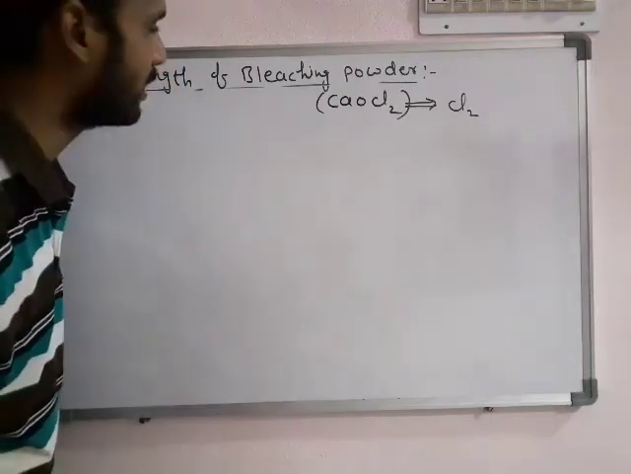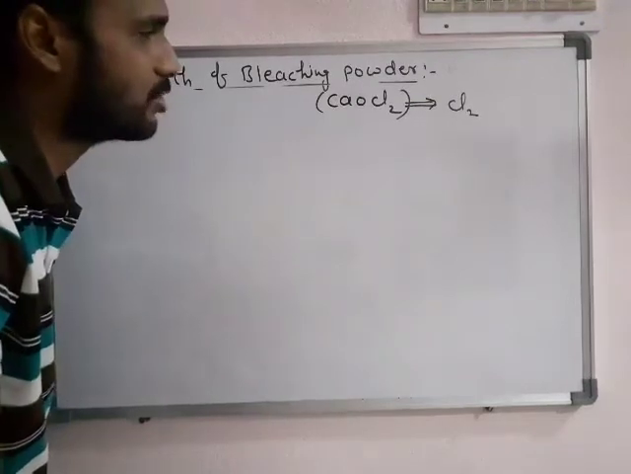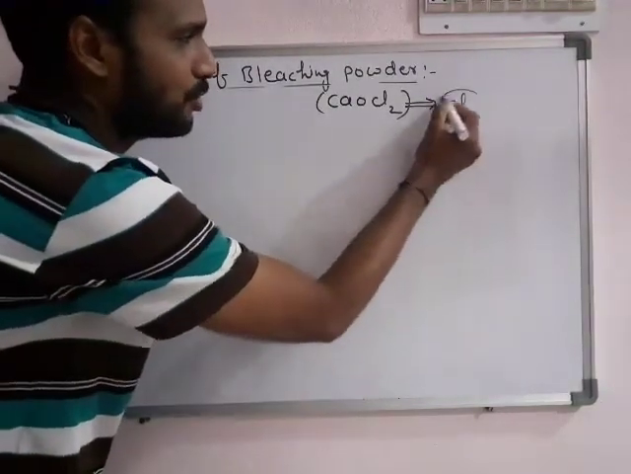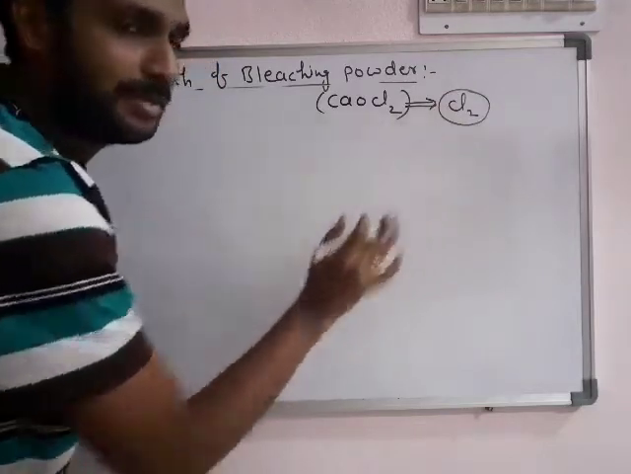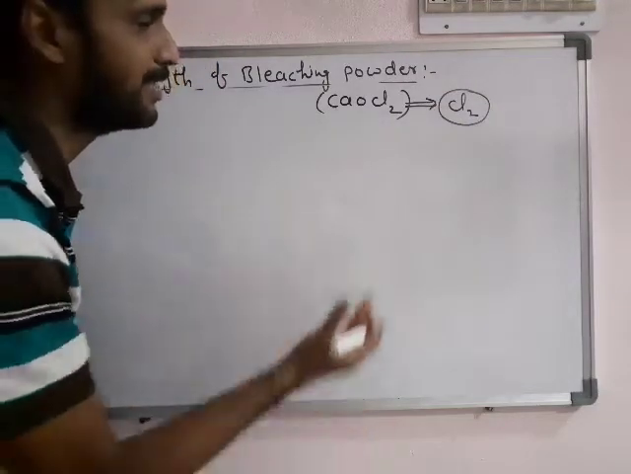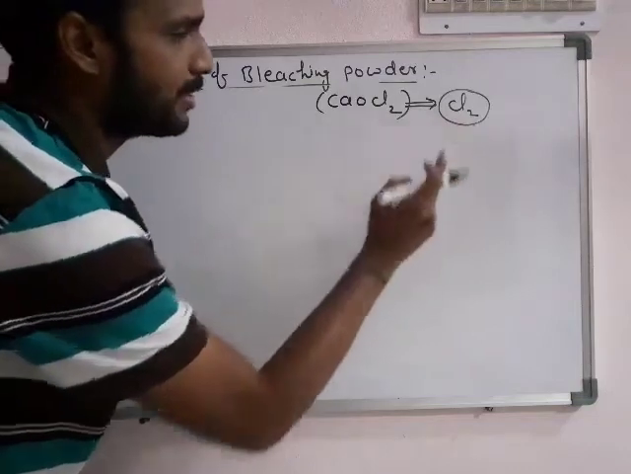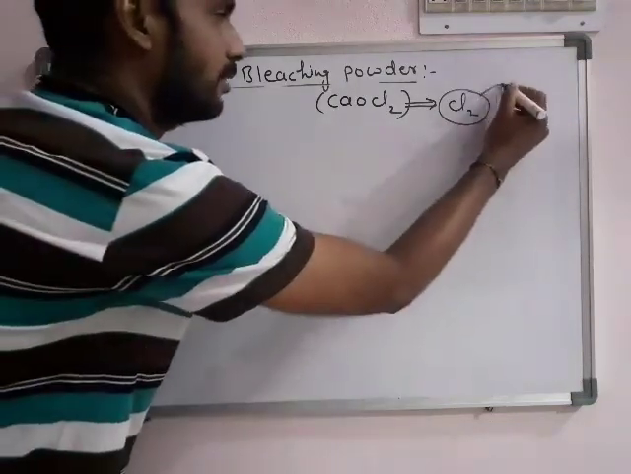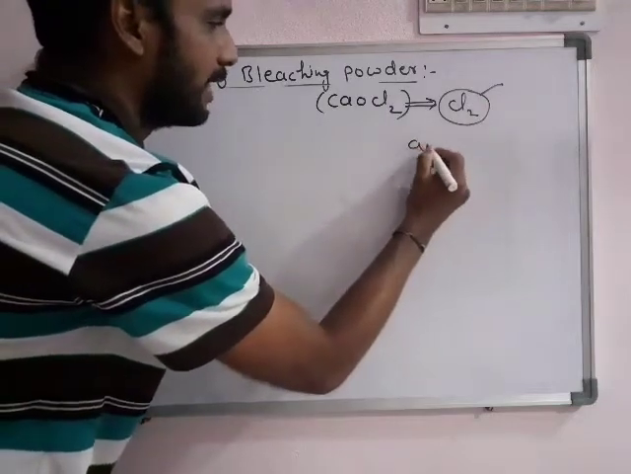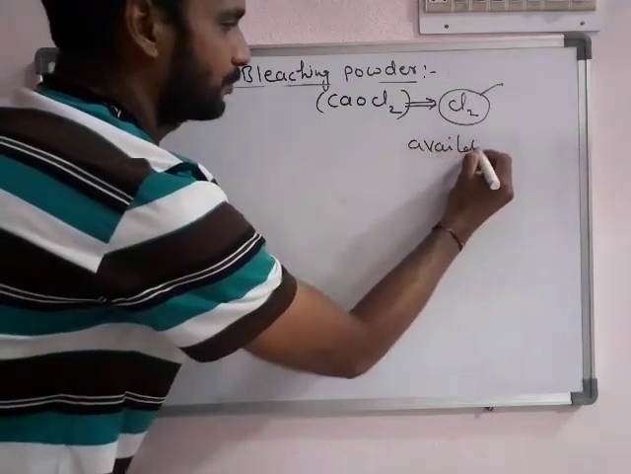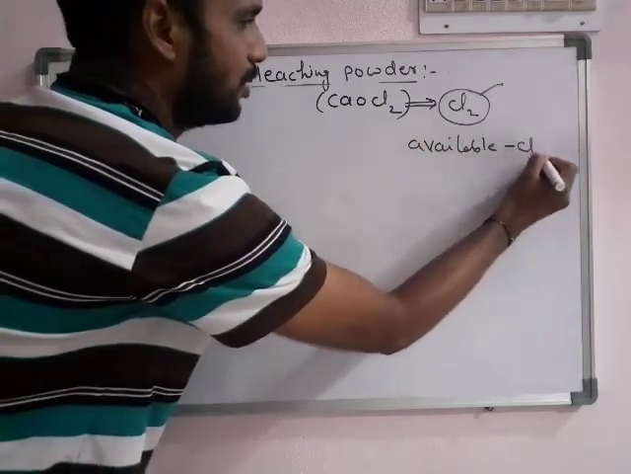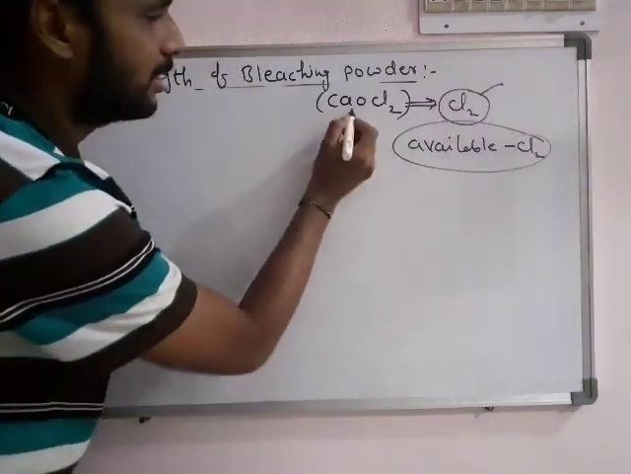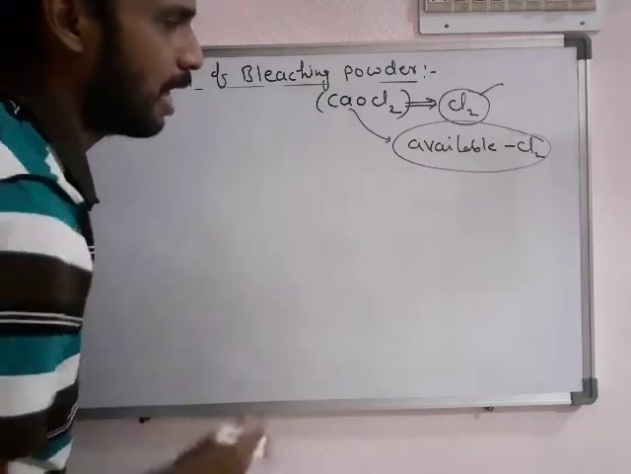So to indicate the strength of bleaching powder, we use the chlorine, the amount of chlorine released from that bleaching powder. Take a sample of bleaching powder and see how much amount of chlorine will be released from it. So the amount of chlorine released is known as available chlorine. Available chlorine means the chlorine released from the bleaching powder.